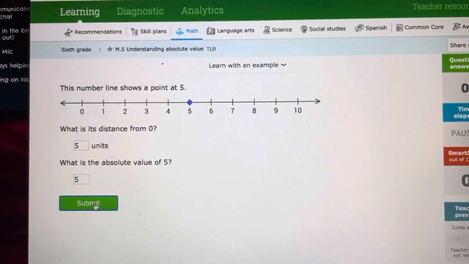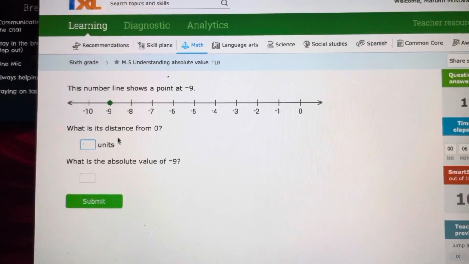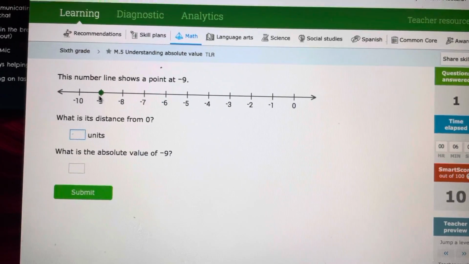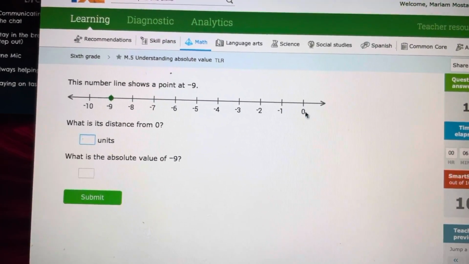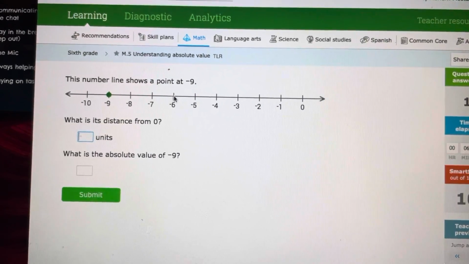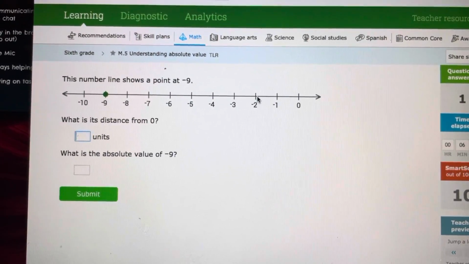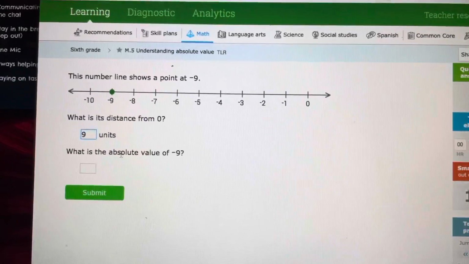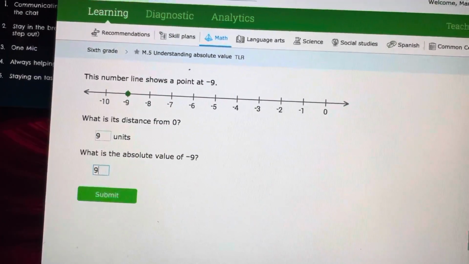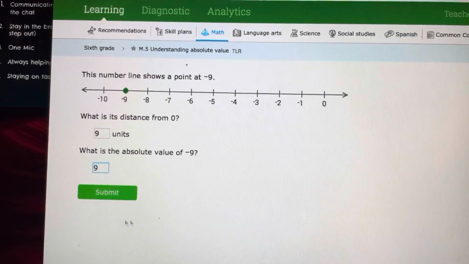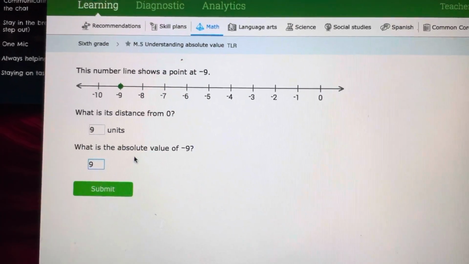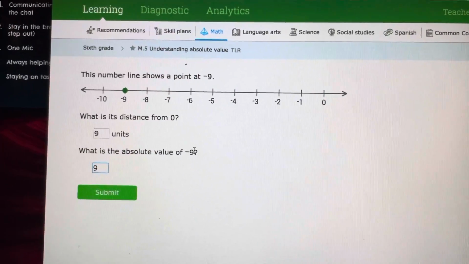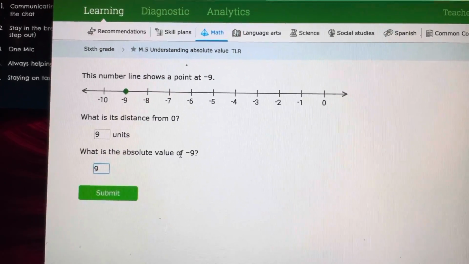It's that simple. Okay, so here, if you have this number line shows a point at -9, if I look at -9 and its distance from 0, I would count 1, 2, 3, 4, 5, 6, 7, 8, 9. So its distance from 0 is 9, which means the absolute value of -9 is 9. So it's always basically, regardless, the absolute value is always a positive number. So anytime it asks you what's the absolute value of a negative number, it's just the positive version of that number.